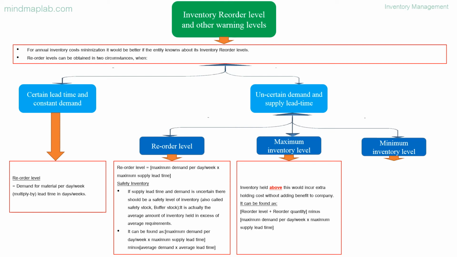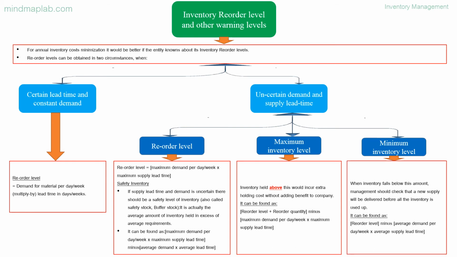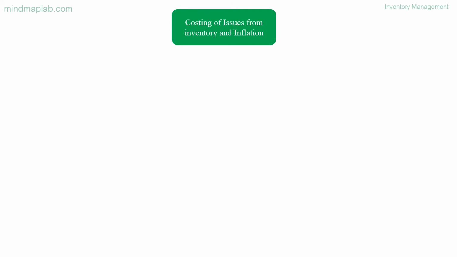Minimum inventory level. When inventory falls below this amount, management should check that a new supply will be delivered before all the inventory is used up. It can be found as reorder level, minus average demand per day, week, multiplied by average supply lead time. Costing of issues from inventory and inflation.